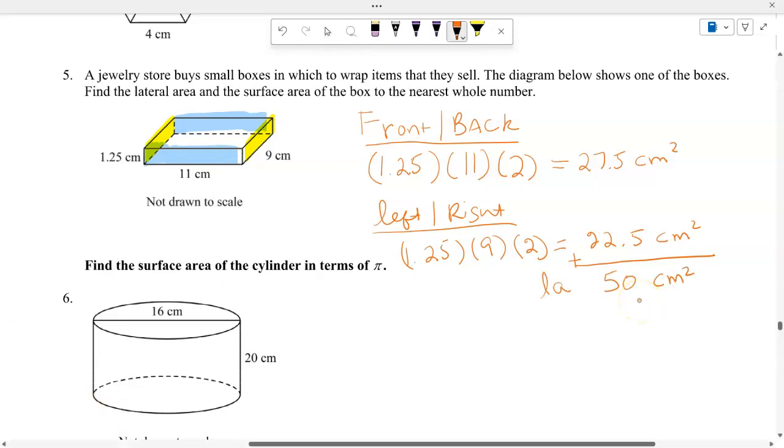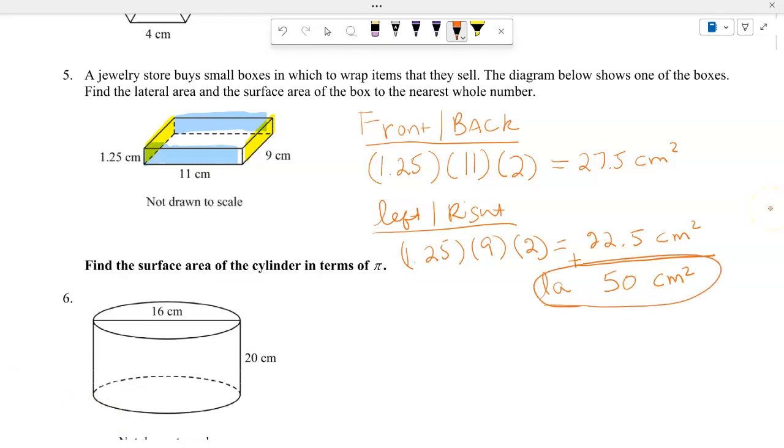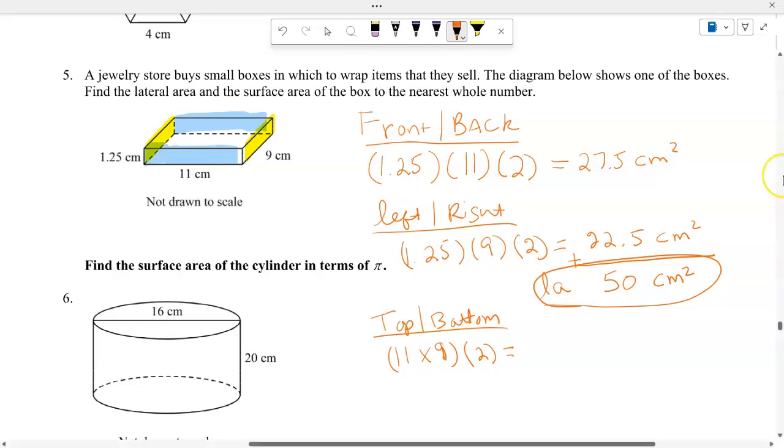So now to find your total area, I need the lateral area, which I have here. And now I have to find the area of the top face and the bottom face. So top and bottom, I know it's 11 by 9, times 2, because there's the top and the bottom. So 11 times 9 is 99. 99 times 2 is 198 square centimeters. Now to find the total surface area, you add 50 square centimeters, and your total surface area is 248 square centimeters. So lateral is the side of the prism.